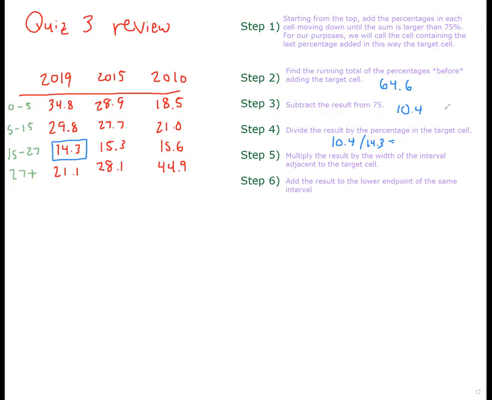Should have known better than to use that calculator. Divided by 14.3, I get 0.7272. We'll say 0.727. Multiply that amount by the width of the interval adjacent to the target cell. So this interval goes from 15 to 27. So we're going to take that 0.727 and multiply by 12. I get 8.724.